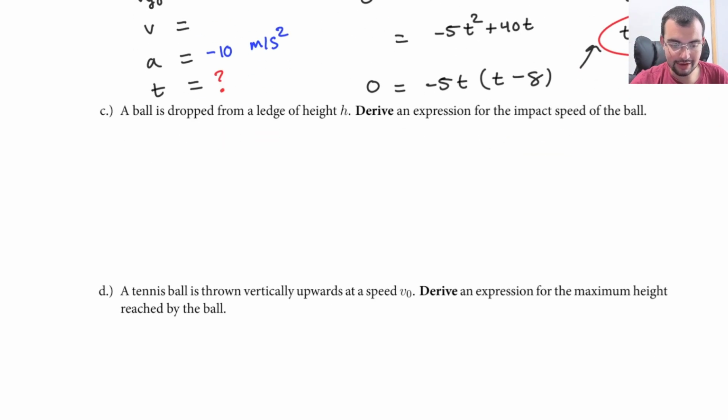Then we'll do some symbol math. A ball is dropped from a ledge of height h. Find the impact speed of the ball.